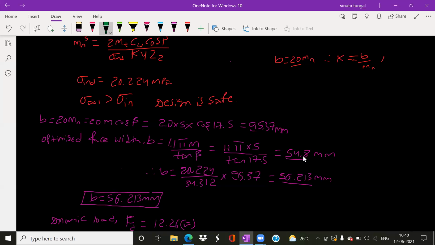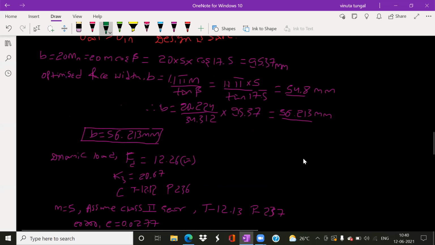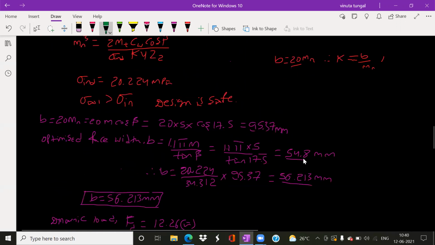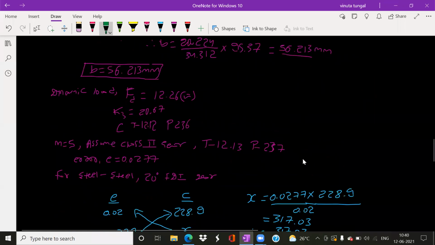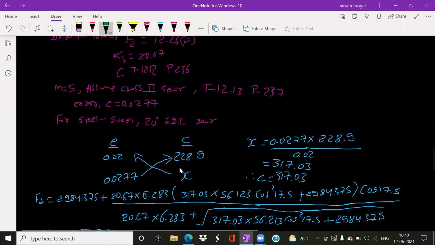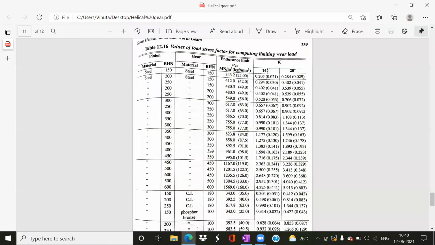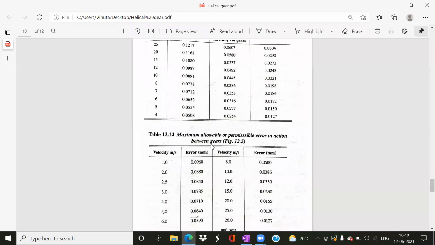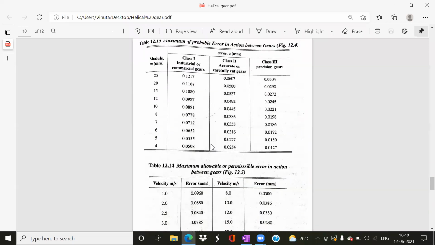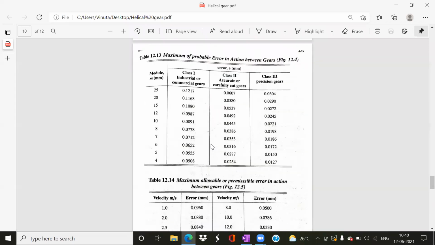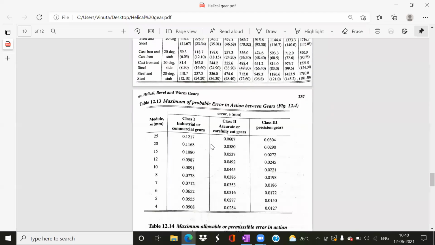No, sir, understood. Sir, while calculating C for FD equation, dynamic load, we have considered table 12.13. Why not 12.14, sir? If we consider velocity as 6.2 something, we get error near about 0.05, sir. And if we consider table 12.12, we get C value near about 100 less, 100 more, sir.